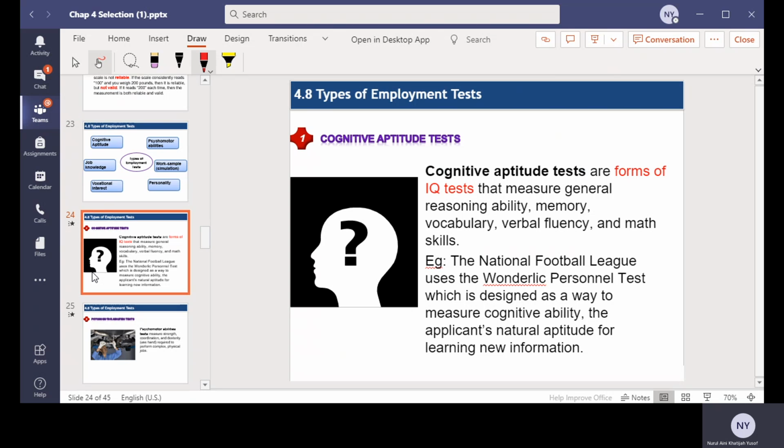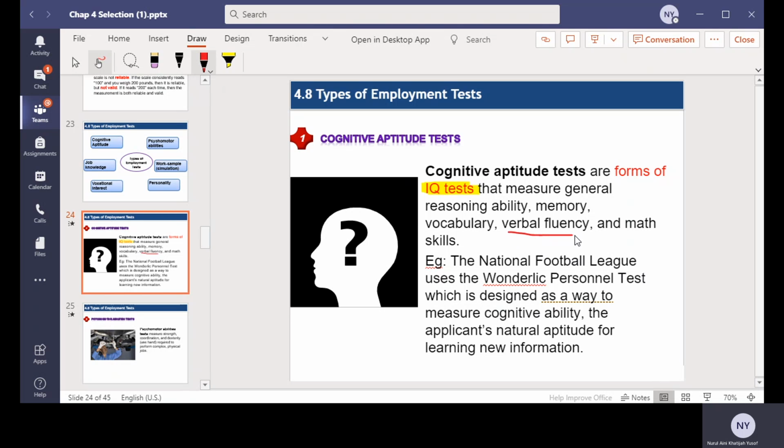Okay, the first one is cognitive aptitude test, or we also call it the IQ test. Companies that use a cognitive aptitude test will test the candidate more on general questions, just to test their IQ. For example, let's say on verbal fluency.